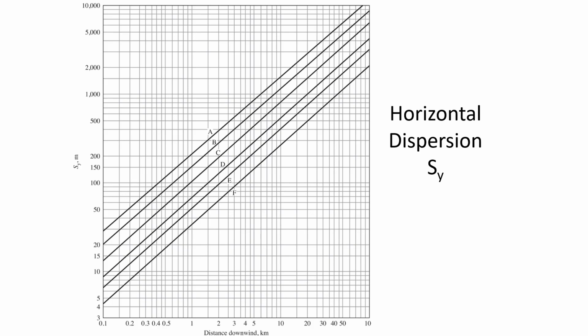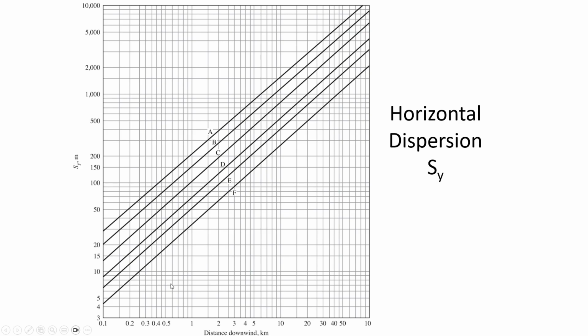So our book has this figure. It's a nomograph where you can look up, for a given distance downwind and the different stability categories, how much you should use as the standard deviation. This is horizontal dispersion. And you'll notice it has here the units of meters.